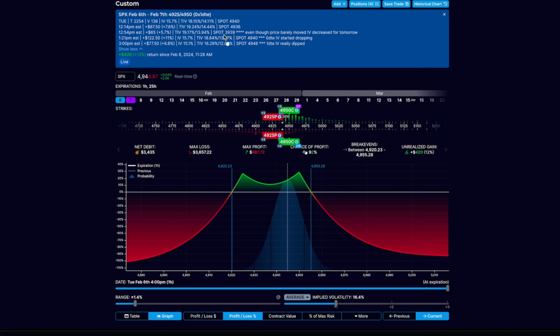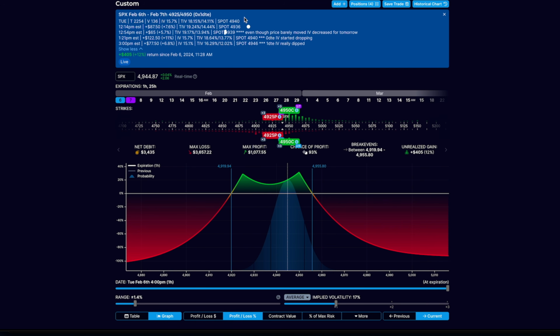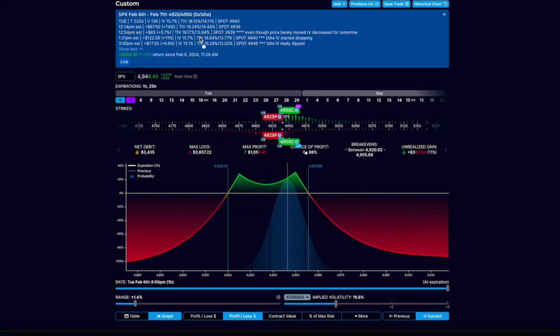I took note of here, this is actually supposed to say 49.39, not 39.39. Obviously, the SPX was not at 39.39 today, but 49.39, the position was open at 49.40. So the SPX moved about 1 point in over an hour, and you guys can see that the P&L actually decreased. It went from being up almost 8% to being up only about 6%. So even though price barely moved, the implied volatility decreased for the back month. So when I opened the trade, implied volatility for tomorrow was 14.11. Now it's only 13.94.